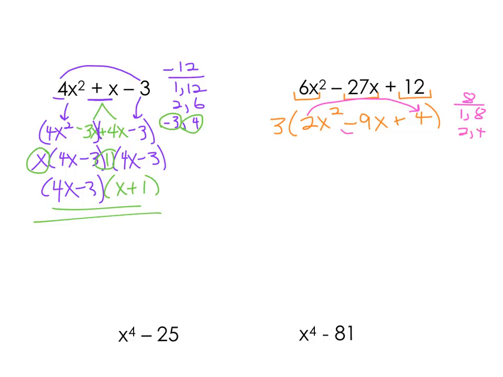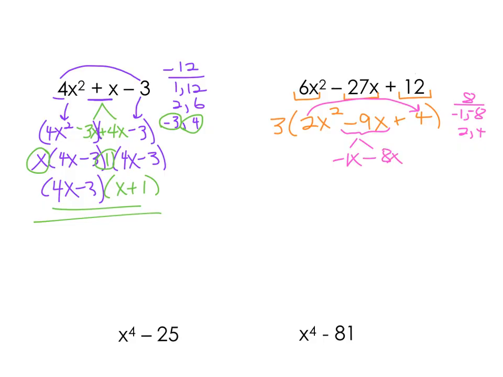But we need to get negative 9 in the middle. To get negative 9 with two numbers that multiply to get positive 8, they're both going to have to be negative. That would be negative 1 and negative 8. And we have to split that bx term: negative 1x minus 8x.